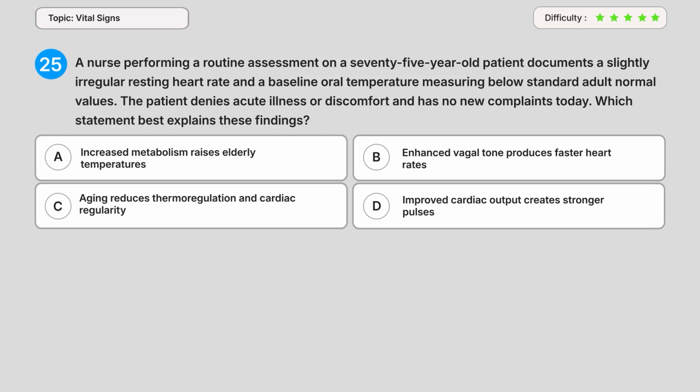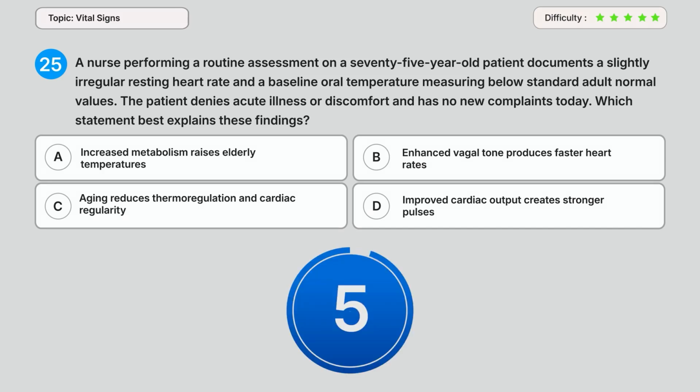A. Increased metabolism raises elderly temperatures. B. Enhanced vagal tone produces faster heart rates. C. Aging reduces thermoregulation and cardiac regularity. D. Improved cardiac output creates stronger pulses. Do you know the answer?